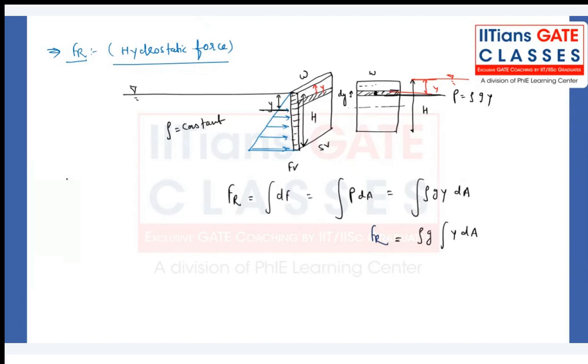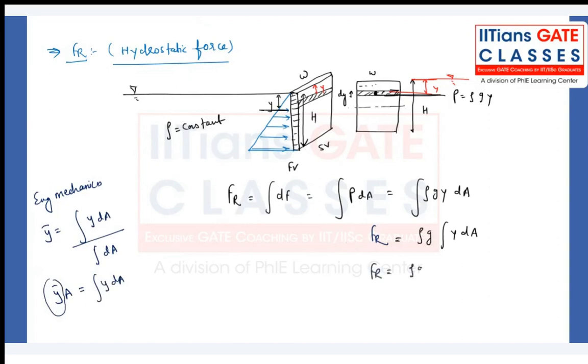And from engineering mechanics, you know the y bar, center of gravity or centroid formula: y bar into A is the integral of y into dA. And what is y bar? The centroid of a particular plate. So we can write F equals rho g into y bar into area. Y bar or h bar, you write, both are the same thing. Check it out.